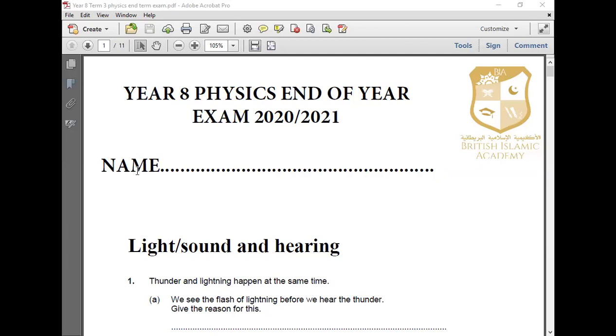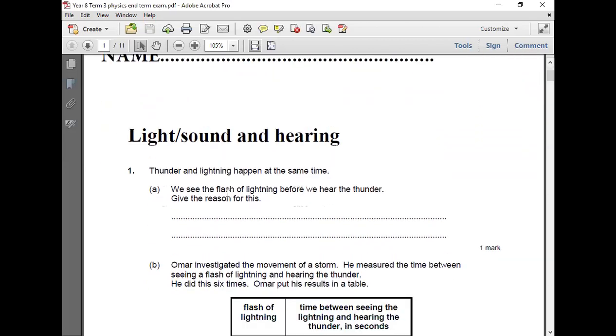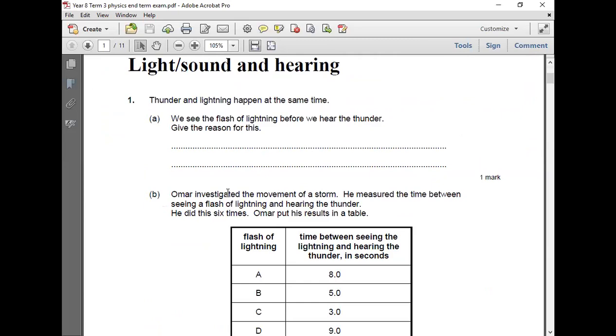So the first question, if you remember, was about light, sound, and hearing. All these questions I converted to Google Form, the way they used to do before. Inshallah, when I explain after, I'll show you how these questions are on Google Form, then you do them from there. So the first question is about thunder and lightning.